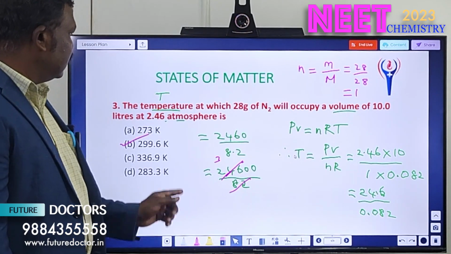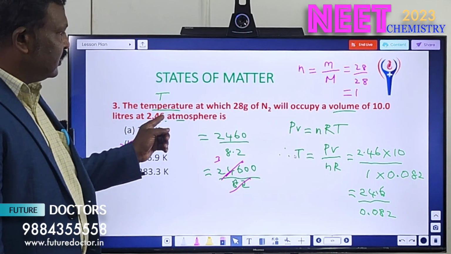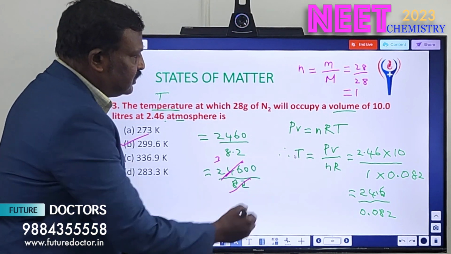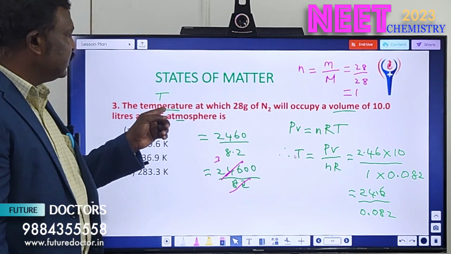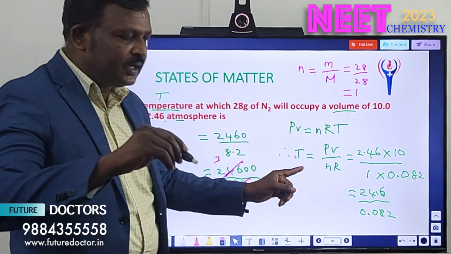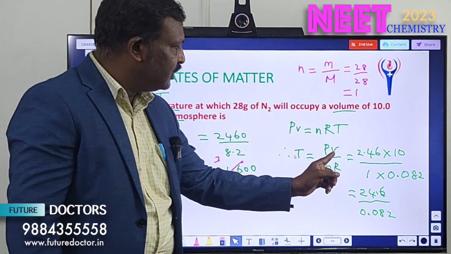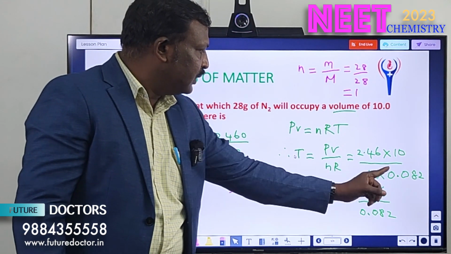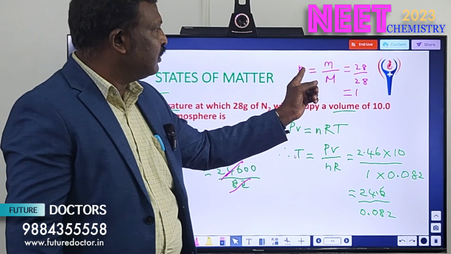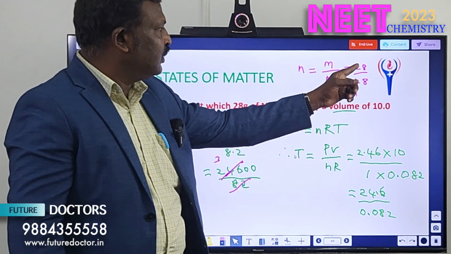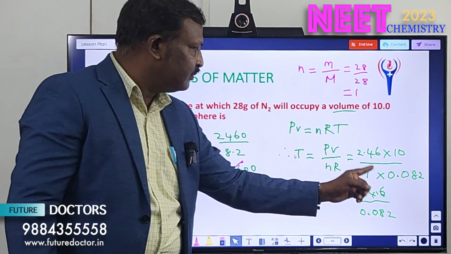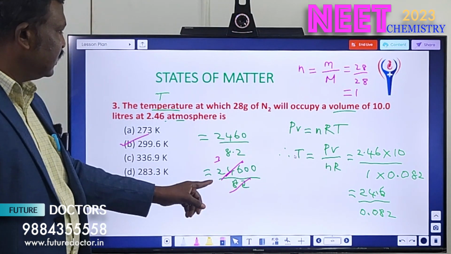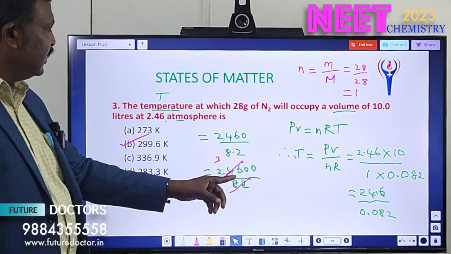Okay, students, see the third question. The formula is PV is equal to nRT. The unknown quantity is temperature, only we have to find out. So we rearrange the formula. T is equal to PV by nR. Pressure is given 2.46 into volume is given 10 by number of moles, nothing but mass by molar mass, 28 by 28. Here number of moles is 1. Then R is 0.082. If you substitute all this, at last the answer will be nearly 300.